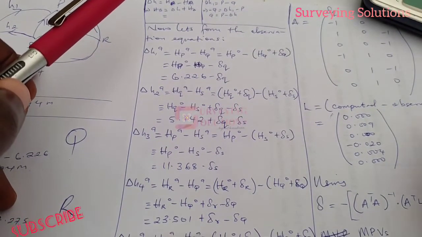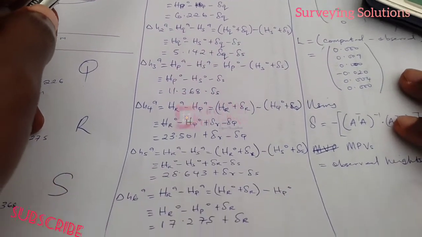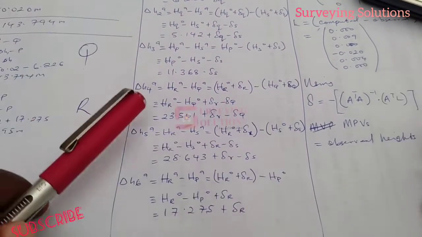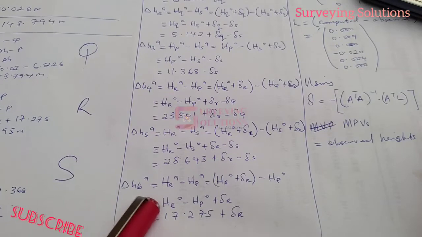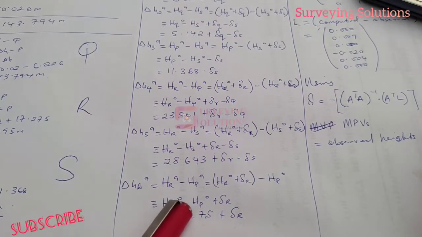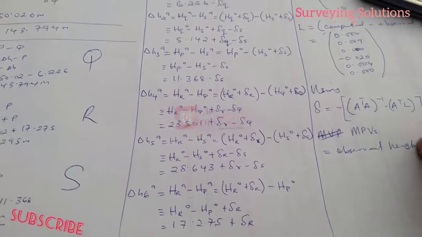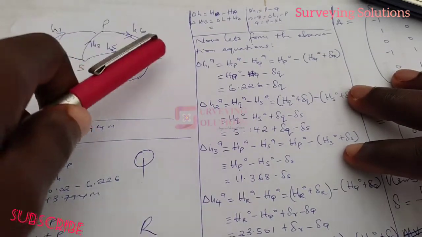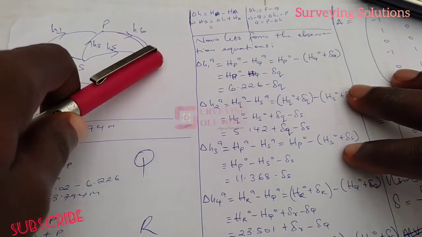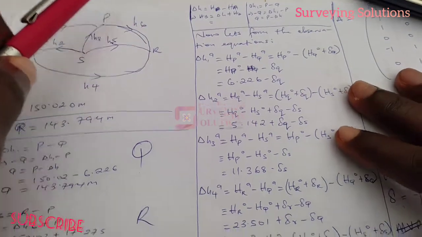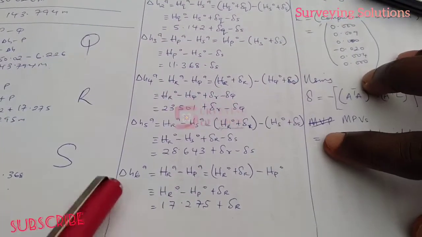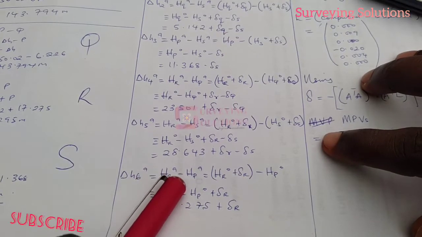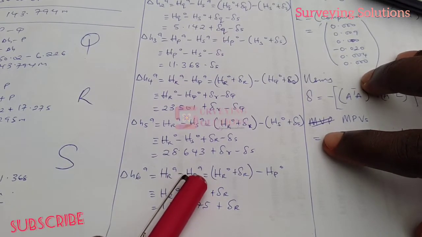Now without spending much time, let's just move to the last point, because it's the same process we're going to use for all of them. Now, change in h6. Let's look at our loop. According to our loop, change in h6 moves from p to r, which means we are coming r minus p, right? Good. So we have something like the adjusted height of r minus the adjusted height of p.